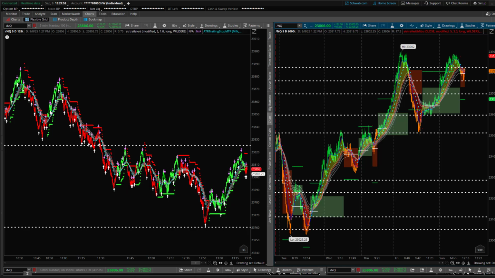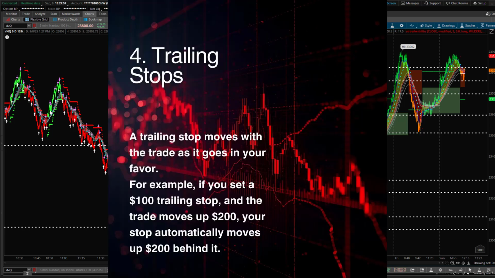Lastly, and number 4, probably one of the most powerful types of stop losses is going to be a trailing stop. So a trailing stop moves with the trade as it goes in your favor. And I'll show you guys visuals as I'm talking this over. This one I'm going to spend a little bit more time on and show you guys using my actual system on how I use a trailing stop for some of my trades.